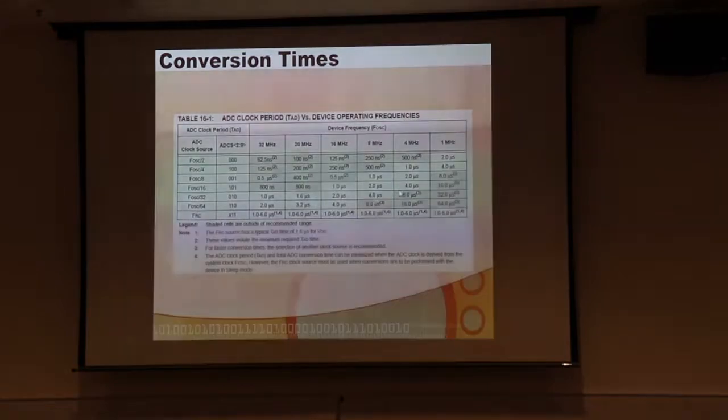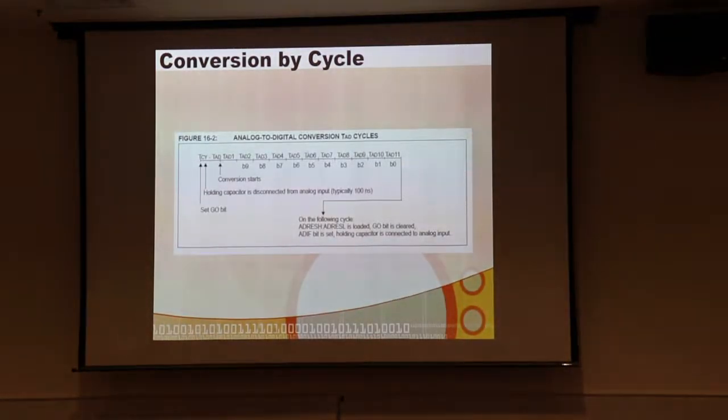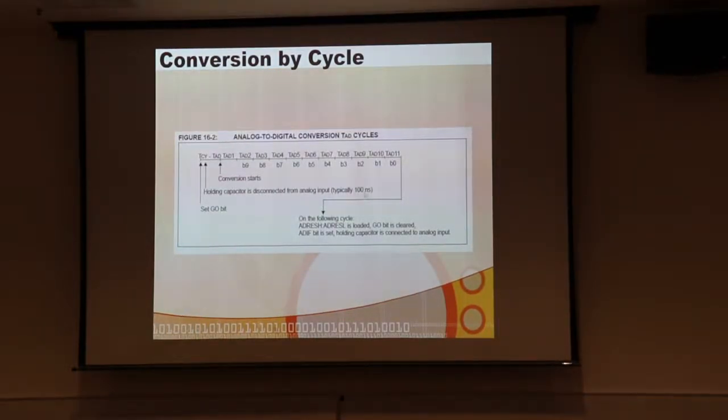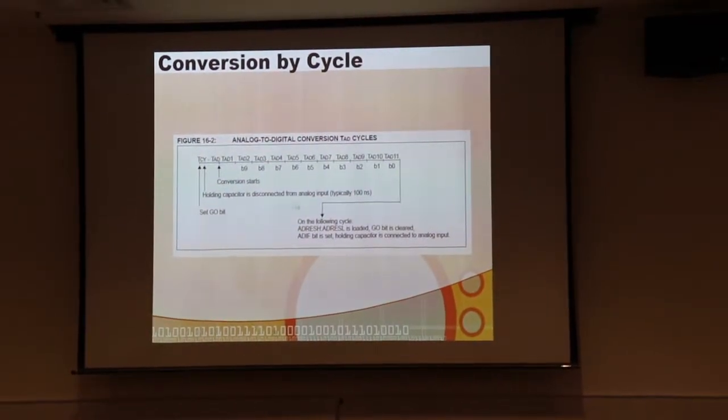And here's how it works. Set the go bit. The holding capacitor is disconnected after 100 nanoseconds. Conversion starts. You go through the bits: 10, 9, 8, 7, 6, 5, 4, 3, 2, 1, and then you're done. Stored in the 2 result registers.